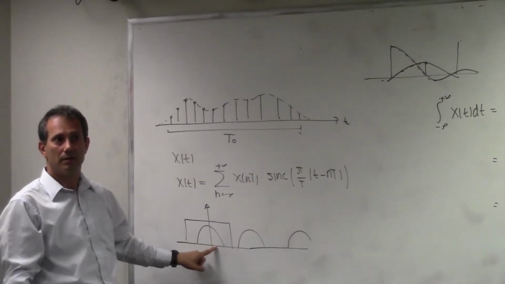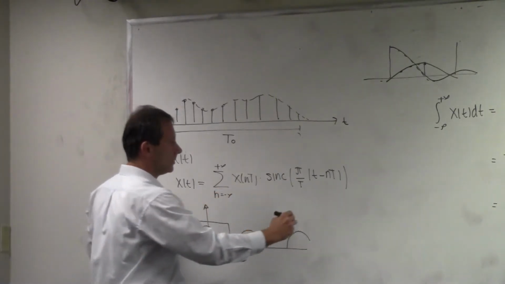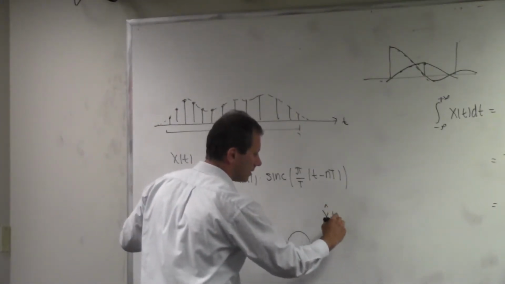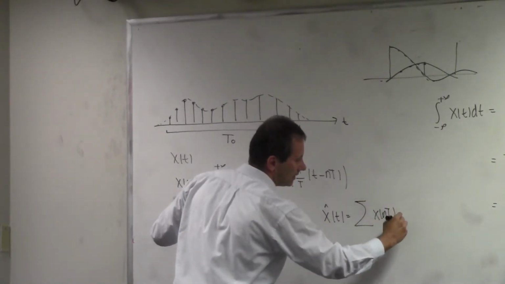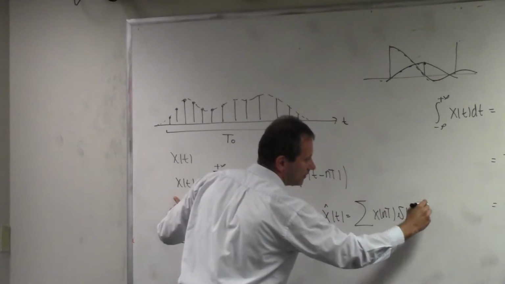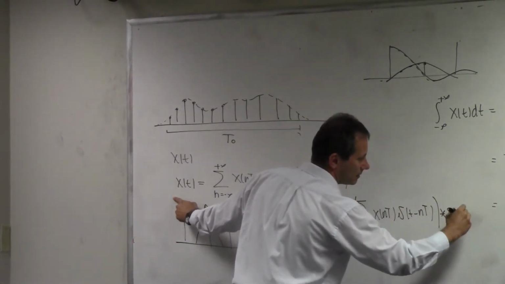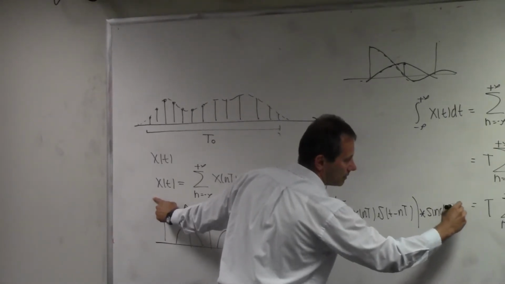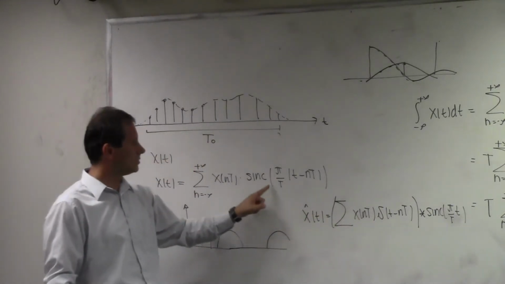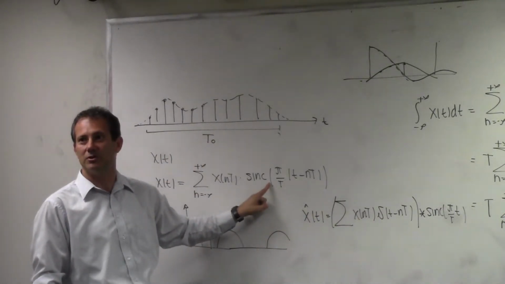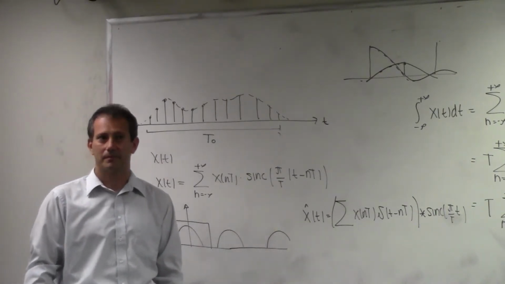X of nT is a constant. Remember the sampled signal, x of t, was the sum of x of nT times delta of t minus nT. And you have to convolve that with a sinc. So you're convolving sinc with the delta, and that only gives you the sinc that's time shifted to the position of the delta. So that's where it's coming from.